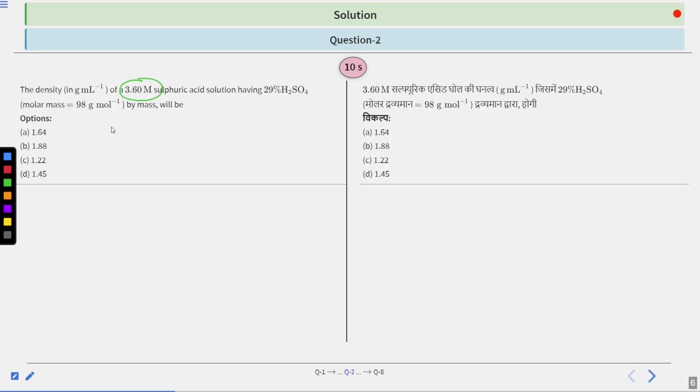So again, what will be the hint for this question? You have to find the density. Density you have to find, and molarity is given, and what is given else? Your mass percentage is given. So mass percentage means this is the solution of sulfuric acid. Therefore, if you are taking say 100 grams of the solution, then it contains 29 grams H2SO4, and the rest of the mass, that is 100 minus 29, is the mass of the water. Clear?